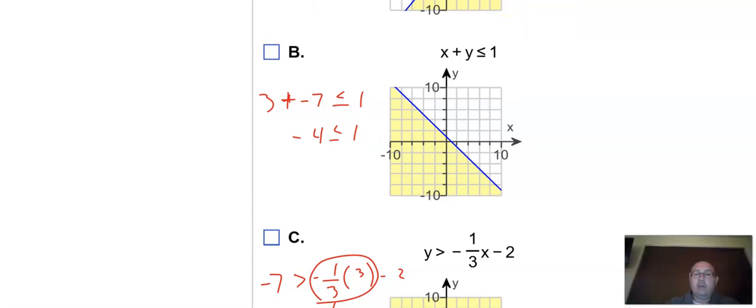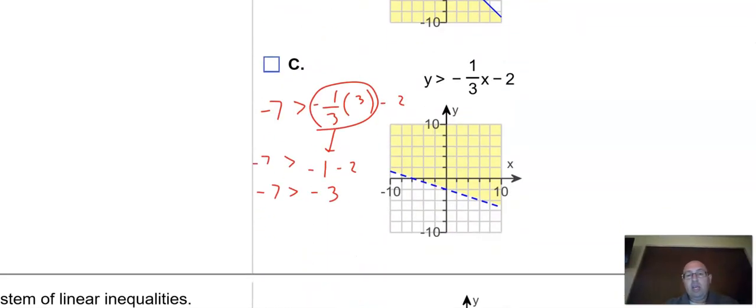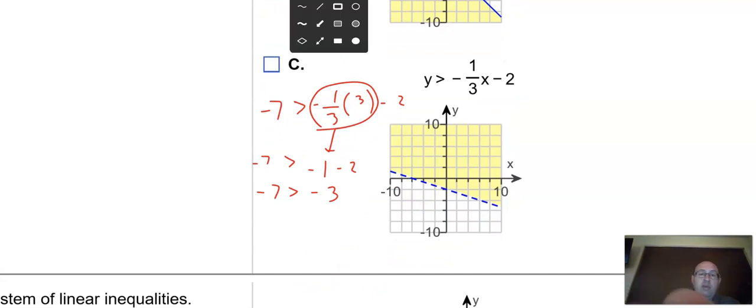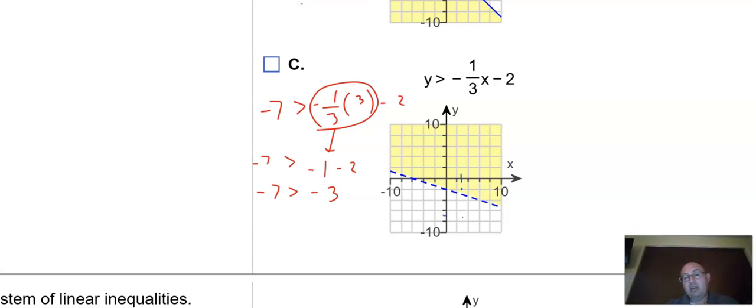Okay, next on our list is part C here, and we plugged in the coordinate. Maybe we can tell by looking at it. 3's over here and -7's out here. Definitely not in the shaded region, so that would not be checked. And if you plug in 3, -7, you end up with, as you can see right here, -1 minus 2, which is -3, and -7 is not greater than -3, so that's a false statement, which agrees with the picture because the dot is not inside the shaded region.